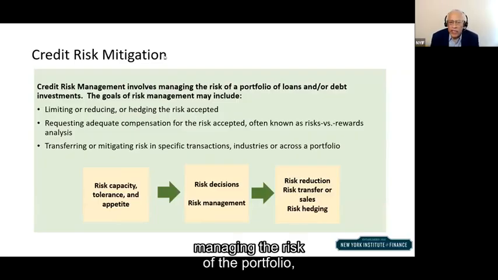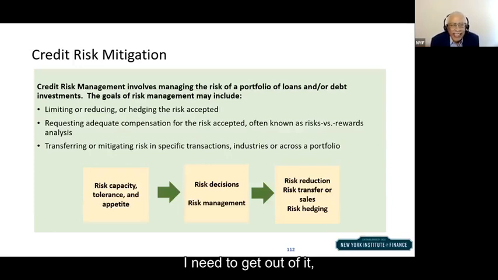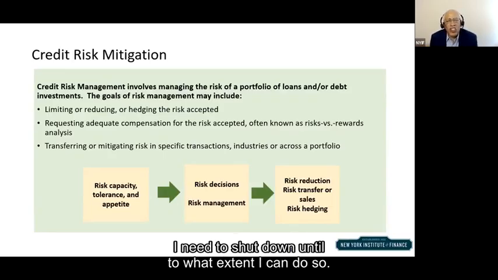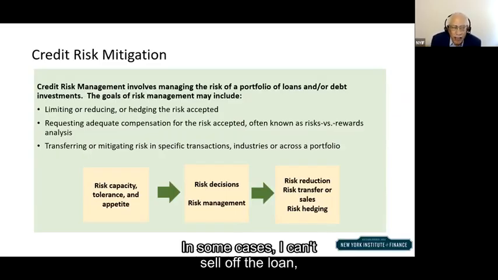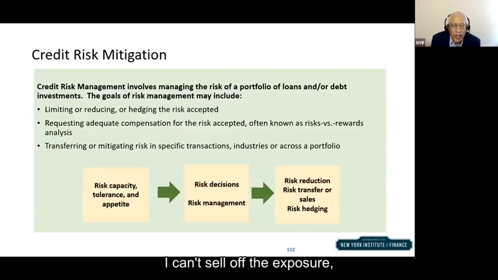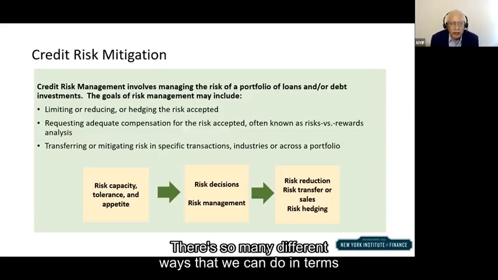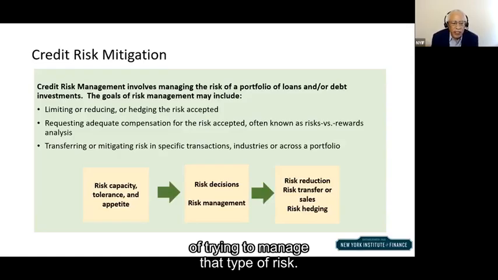Credit risk management involves managing the risk of the entire portfolio. Yes, we know that. And then at some point, I need to eliminate, I need to limit, I need to hedge it. I need to get out of it. I need to withdraw from that exposure. I need to shut down. And so to what extent can I do so? In some cases, I can't sell off the loan. I can't sell off the exposure. I can't get rid of it, but I can hedge it. I can buy credit insurance, or I can get a guarantee.